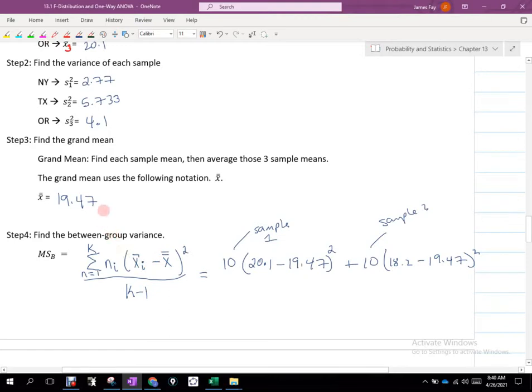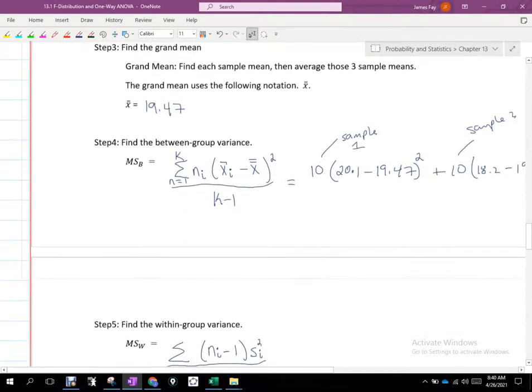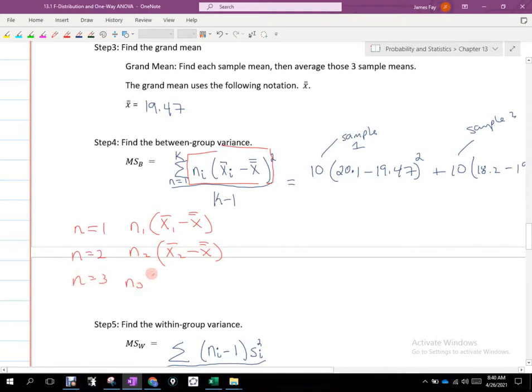So let's come down here in red and do this. The summation is going to say you're going to take a bunch of these little things here and add them together. So when i is 1, this would be n sub 1 times x bar sub 1 minus x double bar. When i is 2, it'd be n sub 2 times x bar sub 2 minus x double bar. And when i is 3, it'd be n sub 3 times x bar sub 3 minus x double bar.